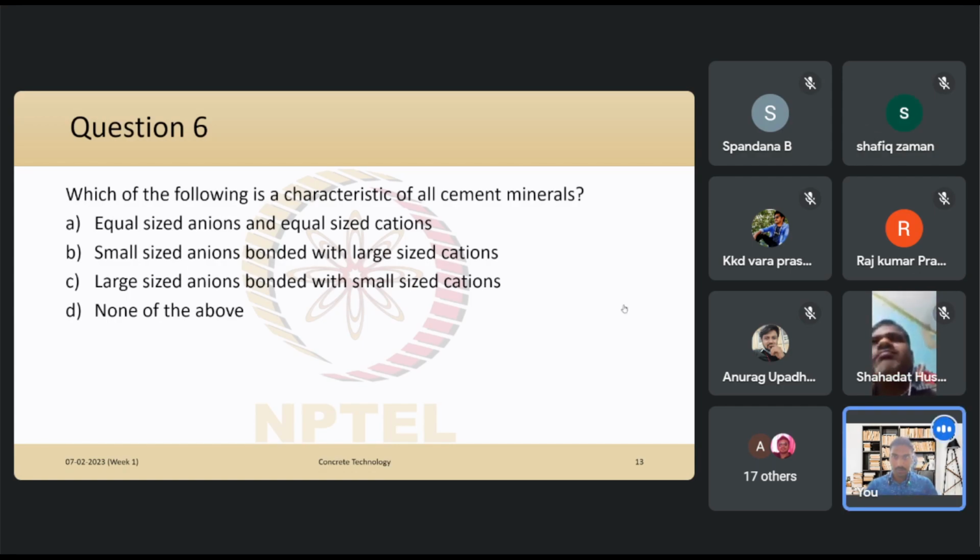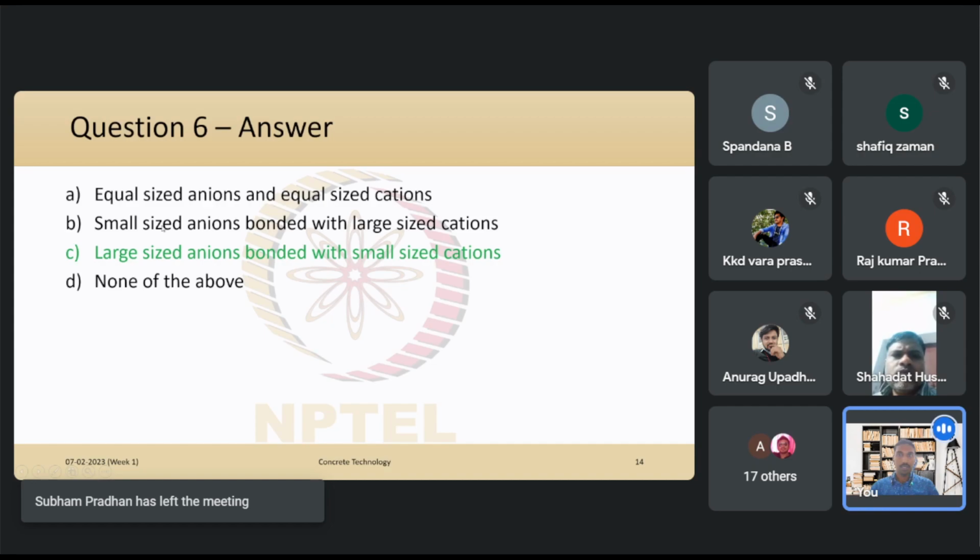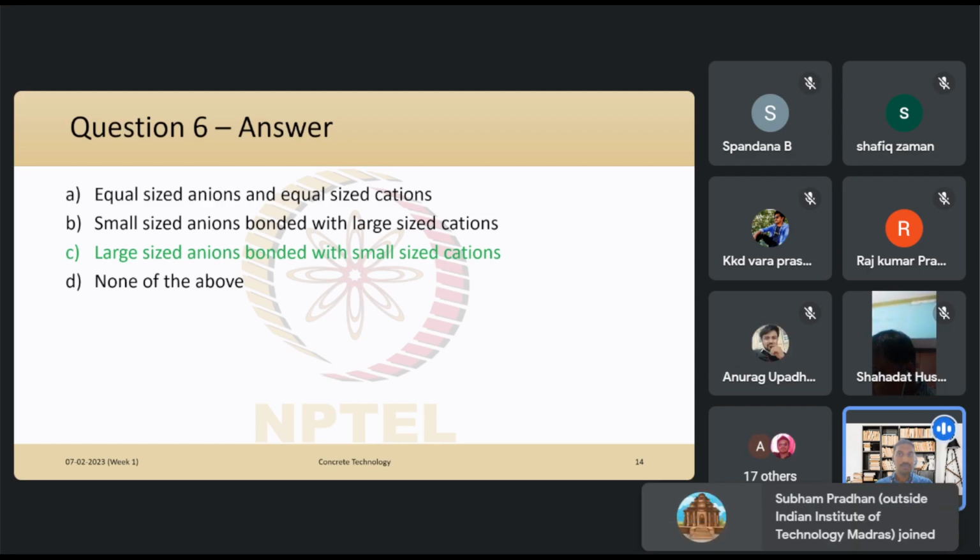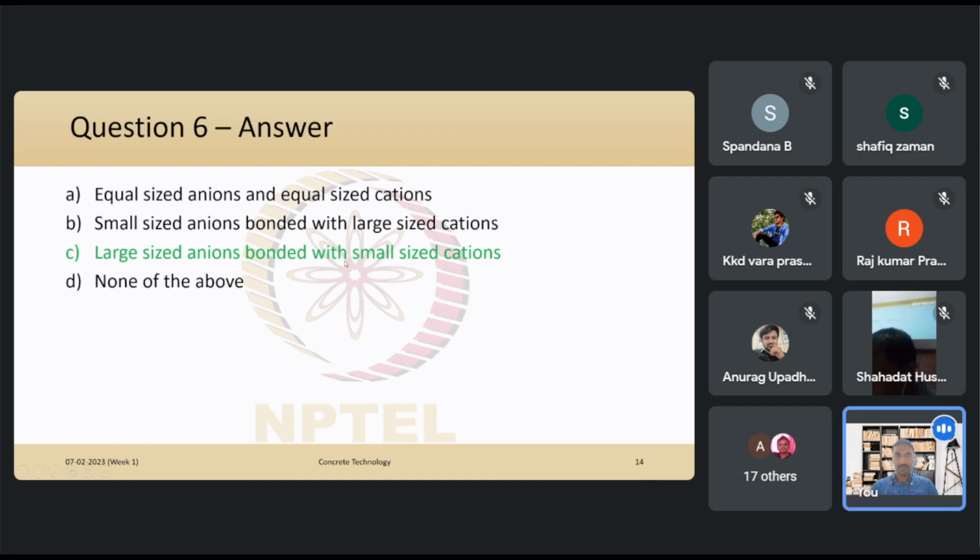Okay, so let's take a look at the answer. There is almost equal voting for options B and C, and there's also one vote for option A. The right answer is option C. So in all the cement minerals, we can see that it is common among all of them that they have large sized anions which are bonded with small sized cations, right?